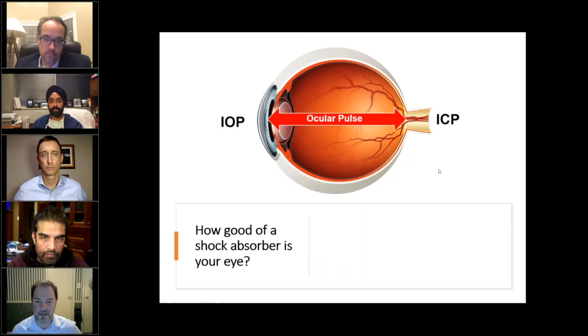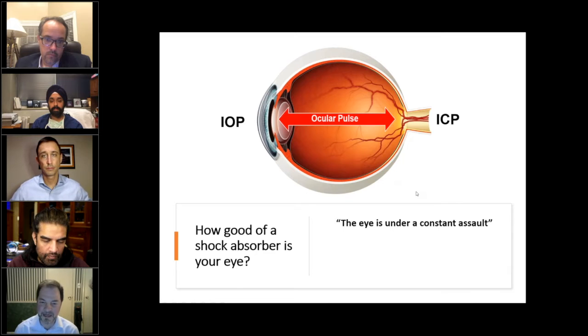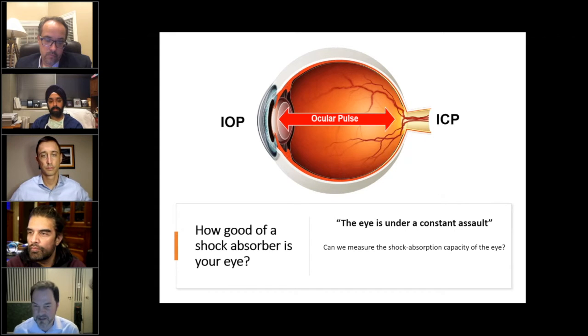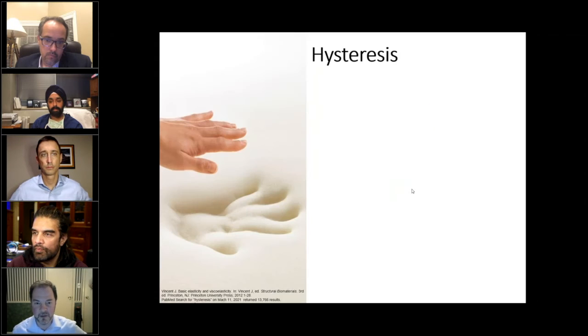If you think about the eye, it's a very stressful environment. You've got intraocular pressure, you've got pressure surrounding the globe, and you've got the ocular pulse hammering away on these structures of the eye 24/7. I heard somebody at a meeting years ago say the eye is under constant assault, and I thought that was a really good way to put it. So the question is, can we measure the shock absorption capacity of the eye? And if so, what does it tell us about glaucoma risk? I hope that's what our panel members are going to elucidate this evening.